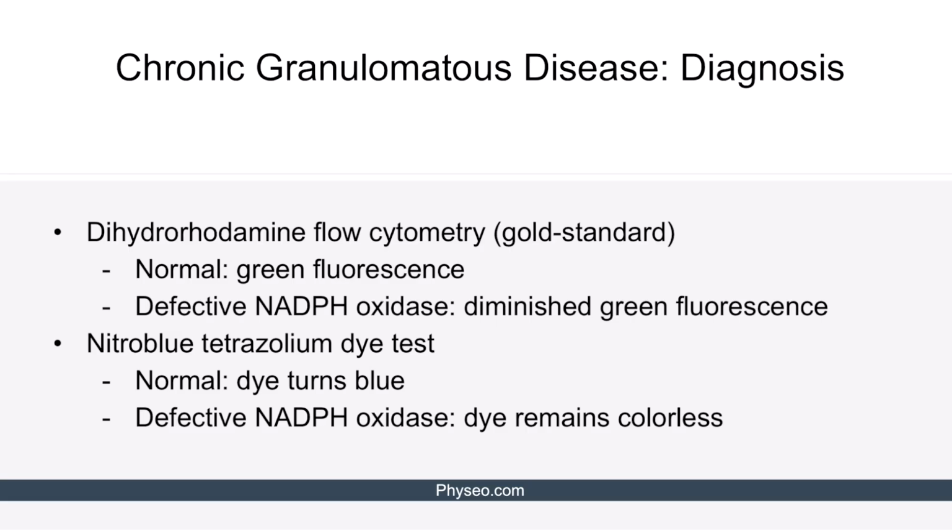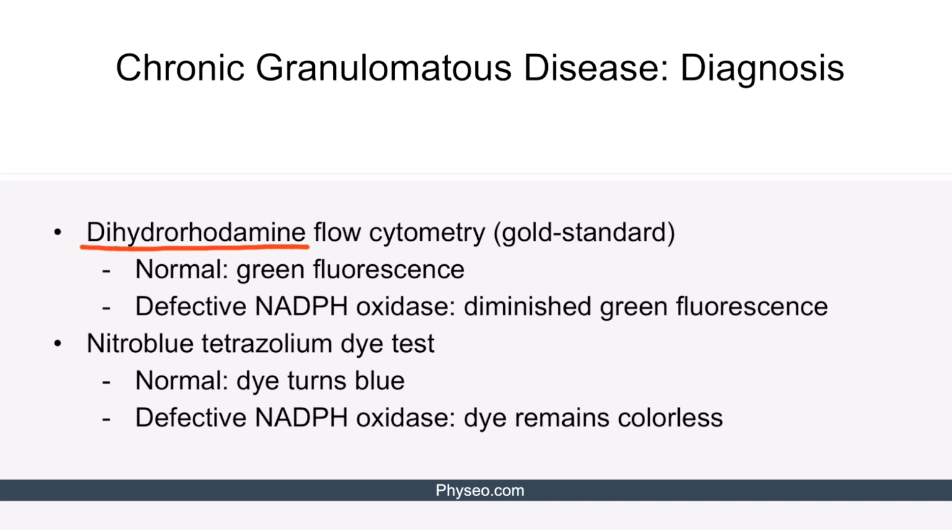Upon clinical suspicion, the diagnosis of chronic granulomatous disease usually begins with either dihydrorhodamine flow cytometry, which is the gold standard test, or the nitroblue tetrazolium dye test. Under normal circumstances, NADPH oxidase will convert dihydrorhodamine into rhodamine, which in turn will produce plenty of green fluorescence. In patients with a defective NADPH oxidase, on the other hand, dihydrorhodamine will not be converted into rhodamine to the same extent, which will result in diminished green fluorescence. Hence, diminished green fluorescence would be diagnostic of chronic granulomatous disease.